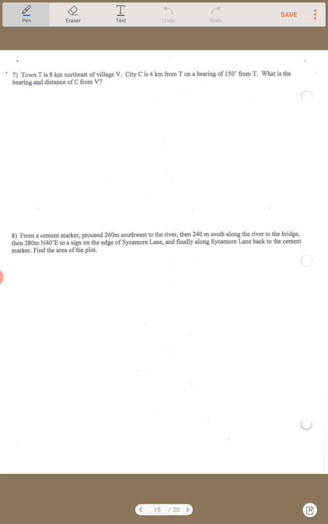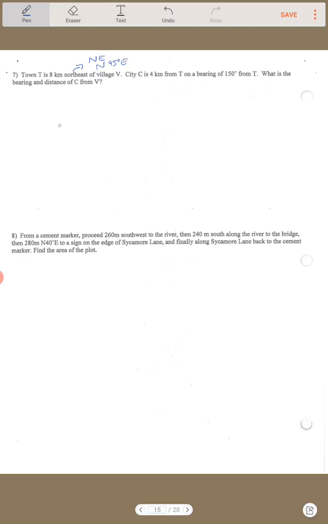Right here in number 7 it says town T is 8 kilometers northeast of village V. When it says northeast, what this is implying is since it's N and E, it's straight down the middle, so we're actually talking about north 45 degrees east. Okay, so let's go ahead and draw this in.